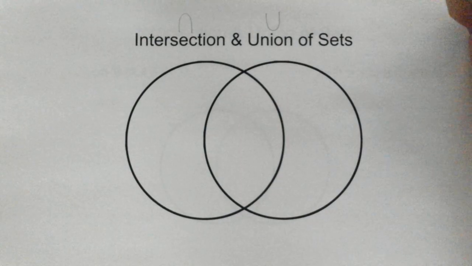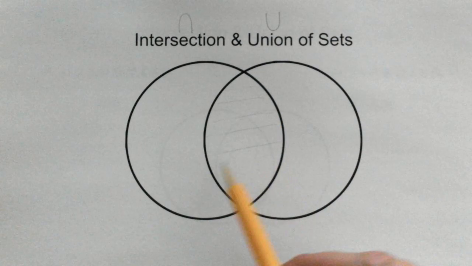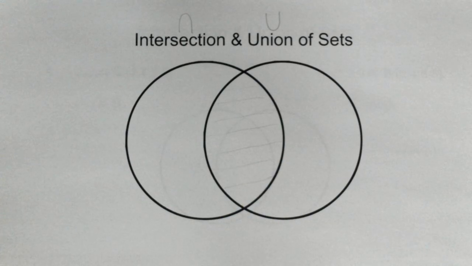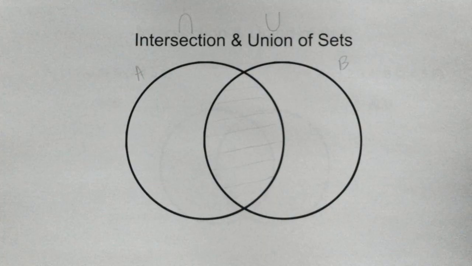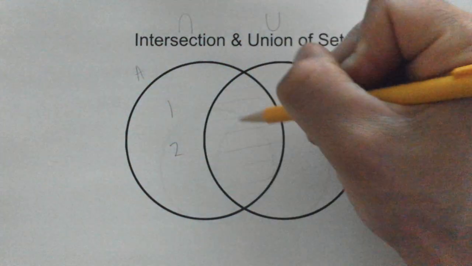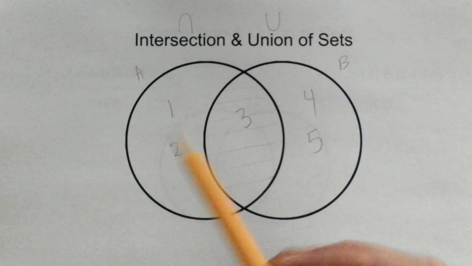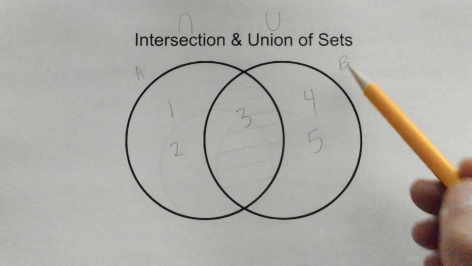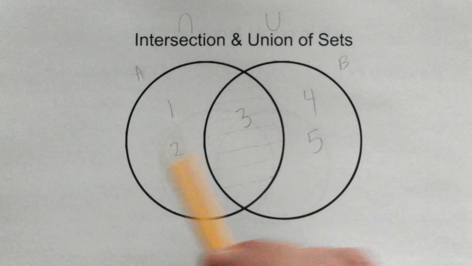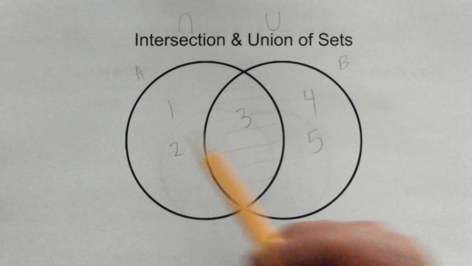Now, the intersection is the part that the two sets share in common. When these two sets overlap, they intersect and share that portion in the middle. That's known as the intersection of these two sets. So let's say we have sets A and B, and some numbers: 1, 2, 3, 4, and 5. Numbers 1, 2, and 3 belong to set A, and 3, 4, and 5 belong to set B. Notice how both of these circles have the 3 in common. That's the part that intersects, the part that overlaps between the two.